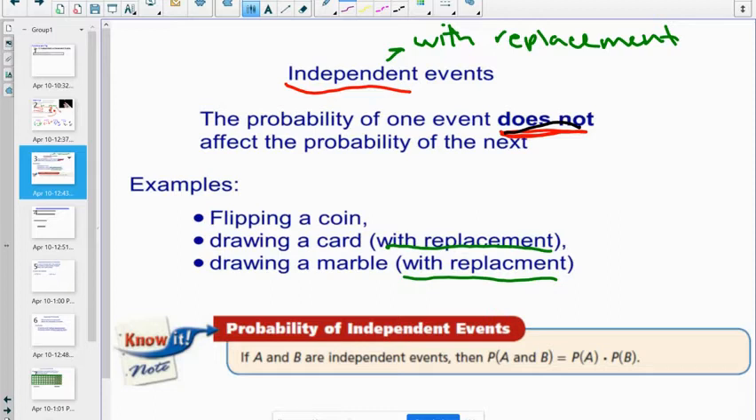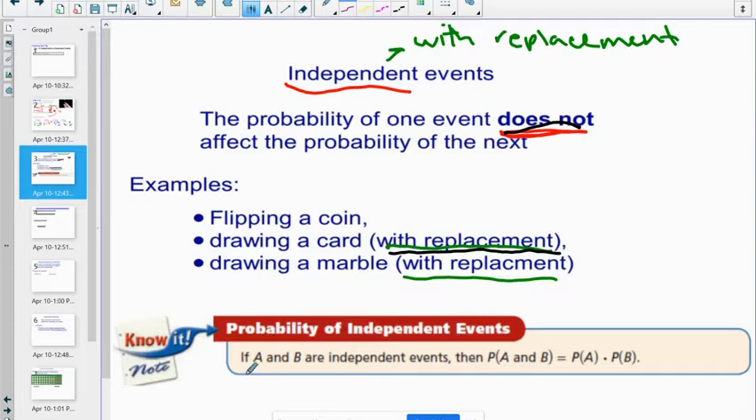And another keyword you're going to see is with replacement. I want you to identify this always in all your problems. It's going to tell you if there's with replacement or without replacement. And if you see with replacement, know that it is independent. So for instance, if you're drawing a card, if you picked out an ace of spades and you put that ace of spades back in your deck, you still have the same probability of drawing an ace of spades. And the same goes for marbles.